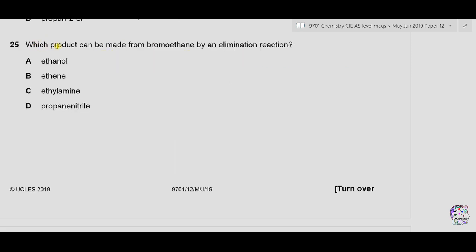Question 25. Which product can be made from bromoethane by an elimination reaction? Let's first draw the structure of bromoethane. We have two carbon atoms. On one carbon we have a bromine atom and the rest are hydrogen atoms.